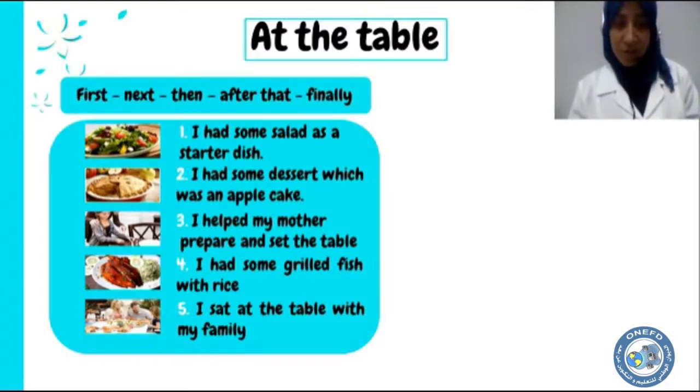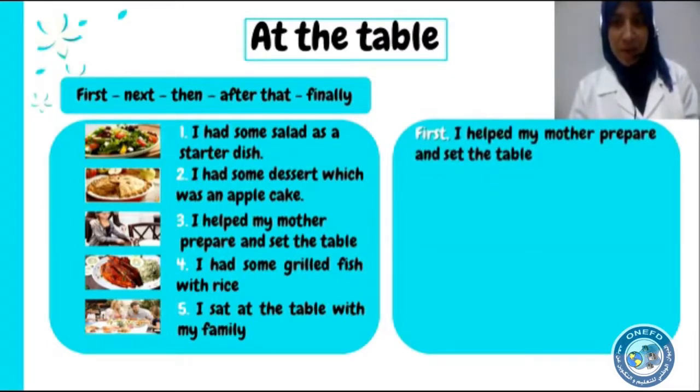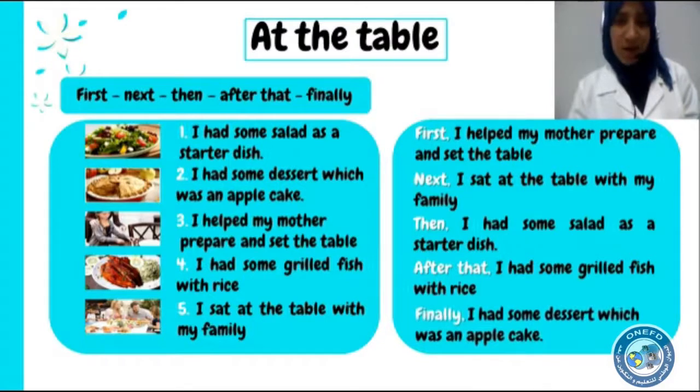So time is over. Thank you. Let's see what we did at the table. So the first activity is, first, I helped my mother prepare and set the table. Next, I sat at the table with my family. Then, I had some salad as a starter dish. After that, I had some grilled fish with rice. And finally, I had some dessert, which was an apple cake. Thank you for trying.